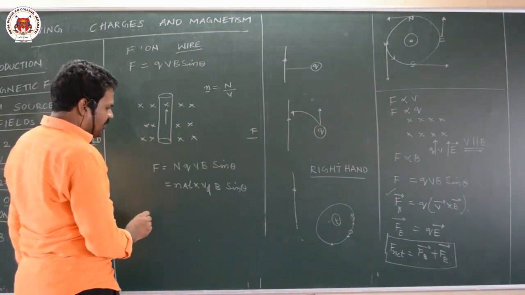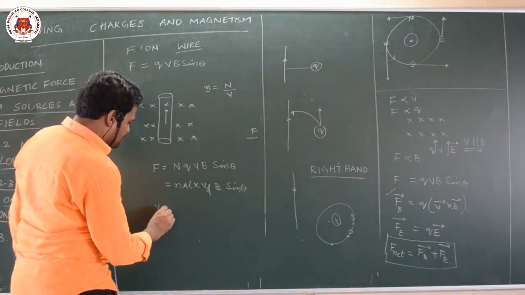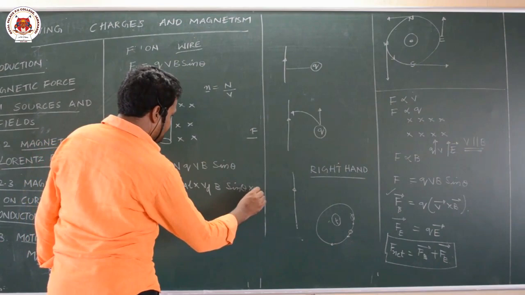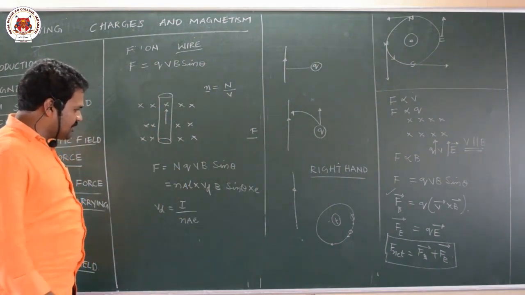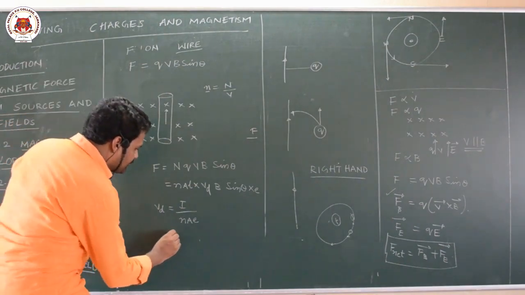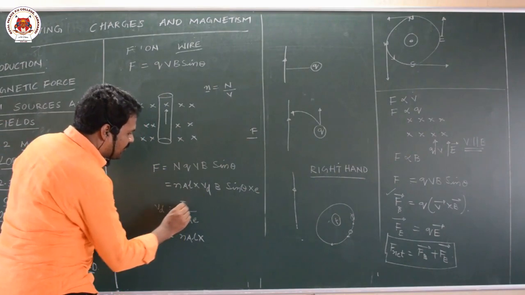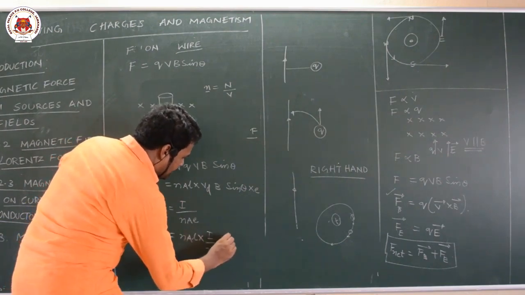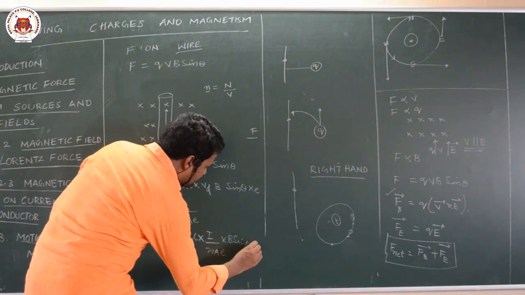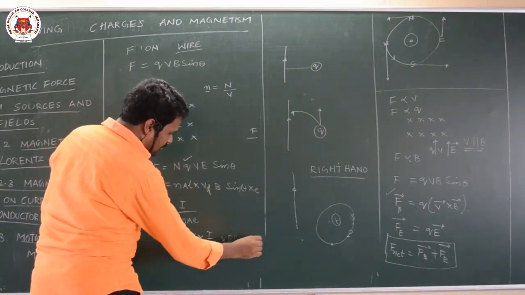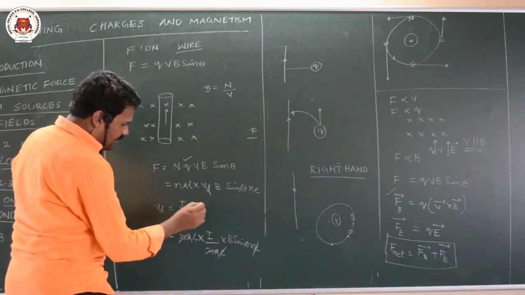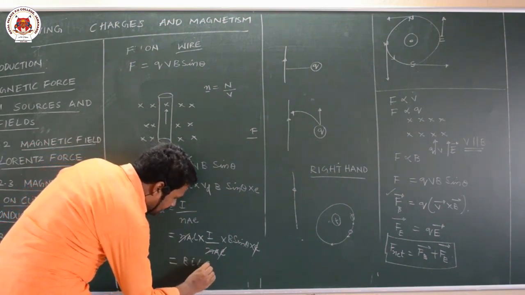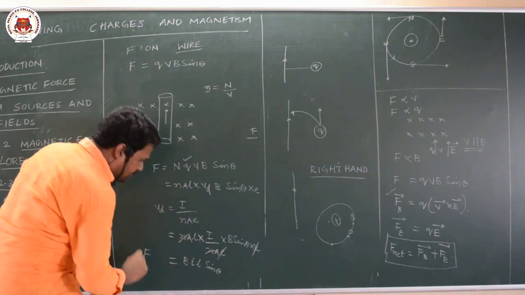Now there is a formula for drift velocity. Drift velocity is equal to I by nAe, where e is the charge, here the electron charge. In place of drift velocity I am writing I by nAe, into B sin theta into e, where e is the charge of the electron. Here I had written q, here I am writing e. So e will get cancelled, nA will get cancelled, and it is nothing but B I L sin theta. This is the force experienced by the conductor.